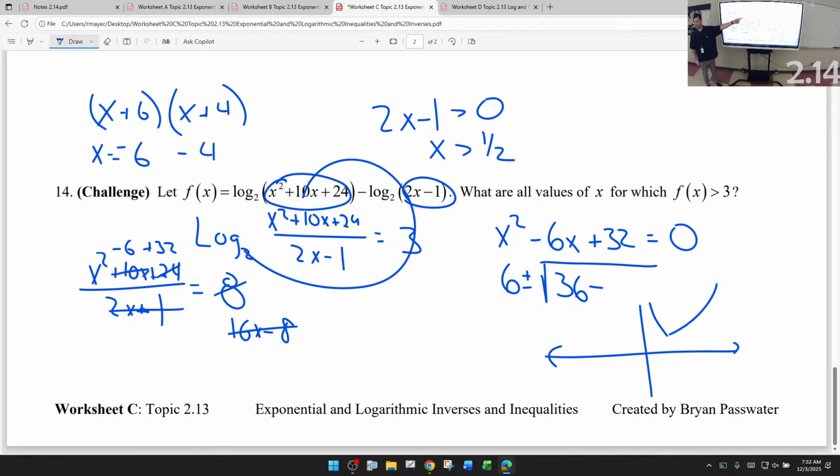But we already know it has to be greater than 1/2. So it has to be greater than -6, but it can't be just greater than -6 because it's got to be greater than 1/2. So I think the answer to this one is x is greater than 1/2. I think it's 1/2 to infinity. I don't know, but that's what I'm going with.